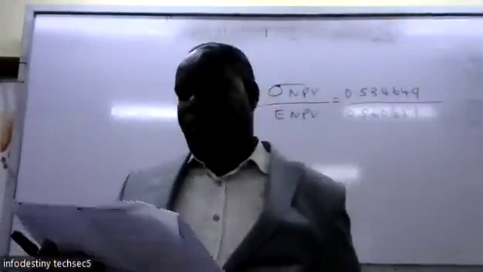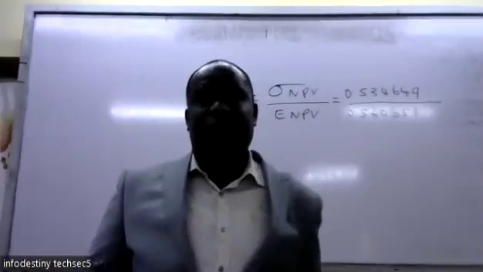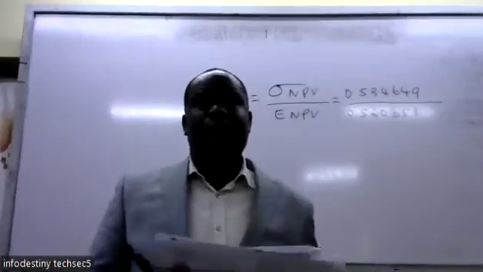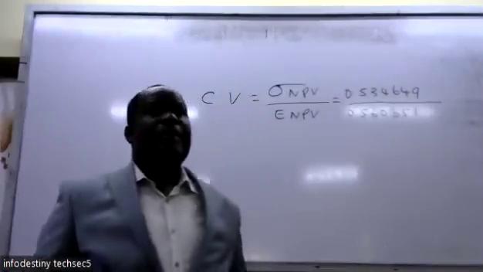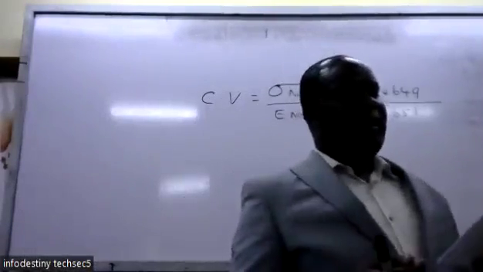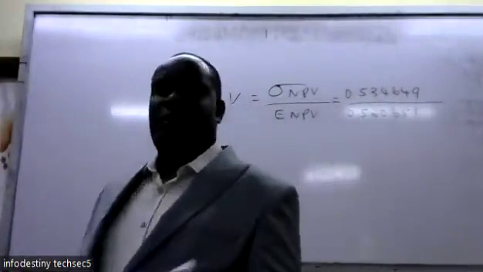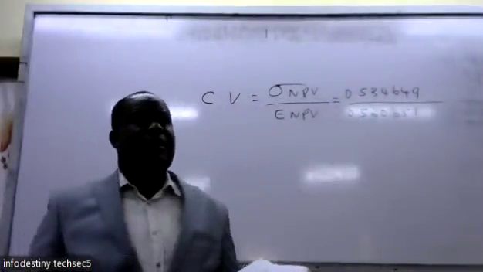Then you continue on the side by writing that if it is 1.0, then it means it has a lower risk.